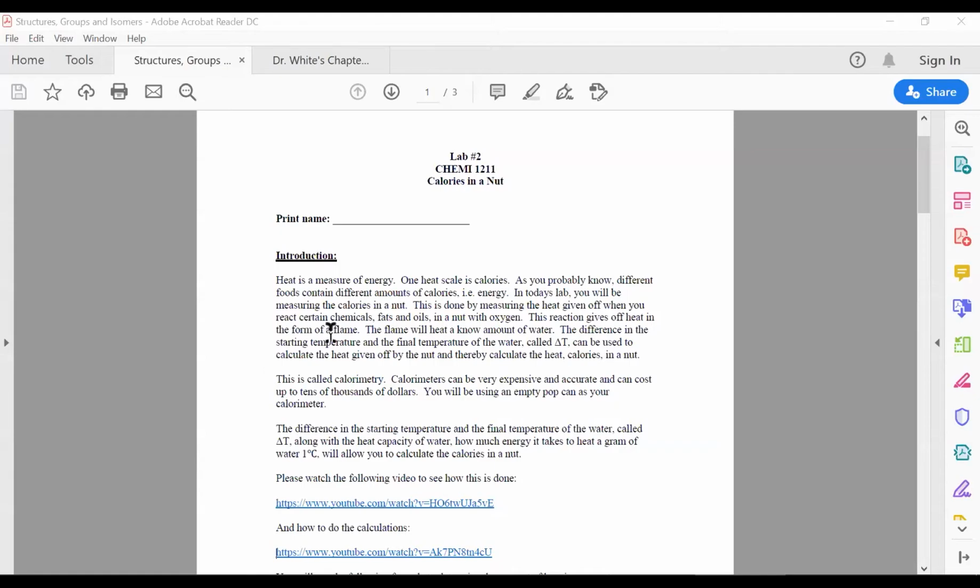One way of measuring heat is called calories, and I think you've all heard about that. As you know, different foods contain different amounts of calories, energy. In today's lab, you'll be measuring the calories in a nut. Have you noticed most of the really good, dangerous foods are all high calorie, like you shouldn't eat that much? Don't know why. Good things like potato chips, French fries, salami, all the good stuff in life. But anyways, you'll be working with a nut.